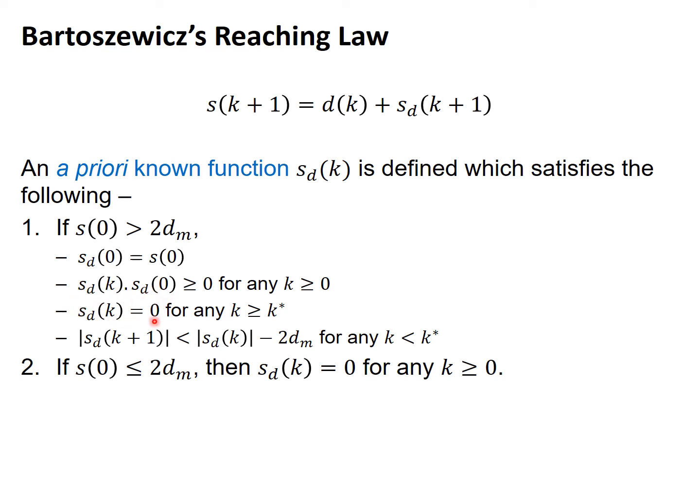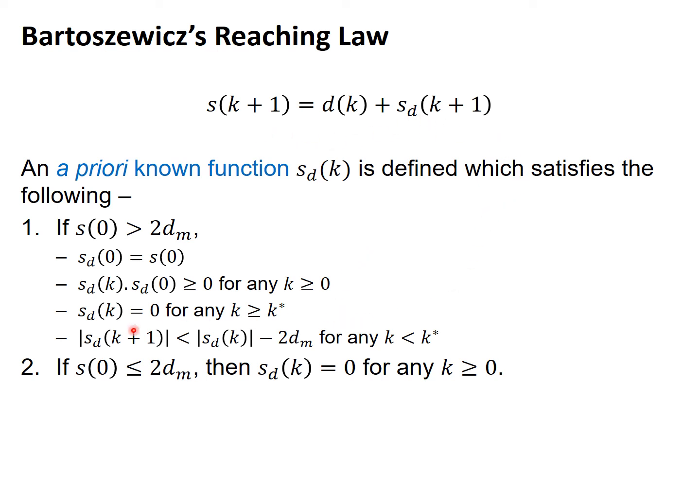SDK equals 0 for any k greater than some k star. So some k star is identified. So this must become 0 and remain 0 after a particular time instant k star. That means however it is evolving, it should come to 0 and then remain at 0. This function SDK, which is the a priori function. So after it becomes 0, this is the same as the Utkin's reaching law, but before that it is different.